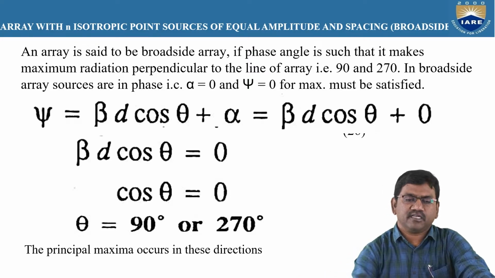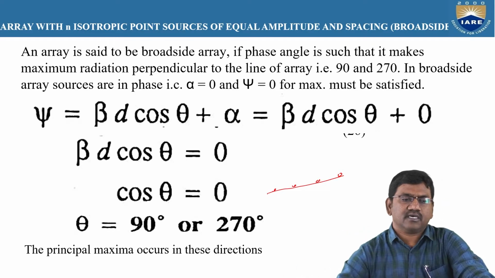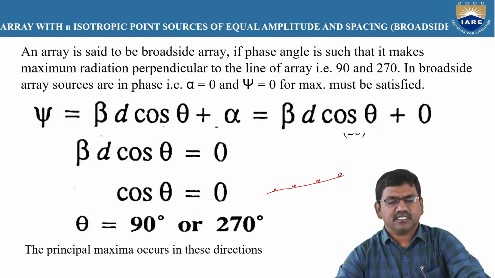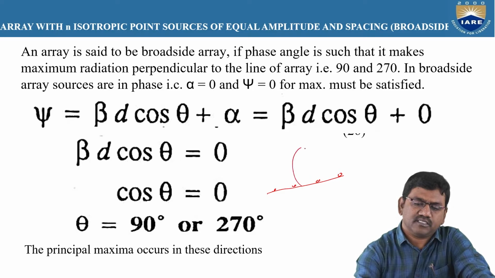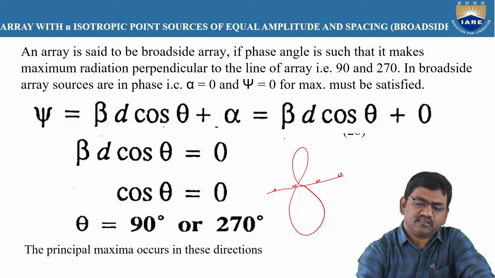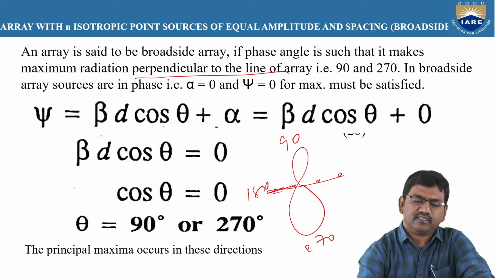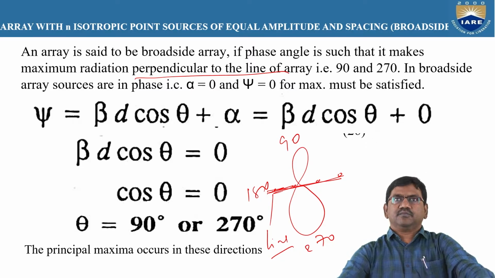In the broadside array, you can see here, this is the line of the array. All the elements are arranged linearly and with equal distance. Here the maximum radiation is perpendicular. This is 0, this is 90, this is 180, and this is 270, perpendicular to the line of the array. For this line, the radiation pattern is maximum perpendicular to the line of the array. Then the array is said to be the broadside array.